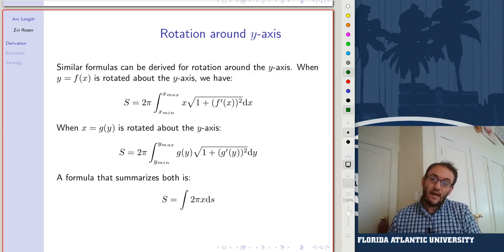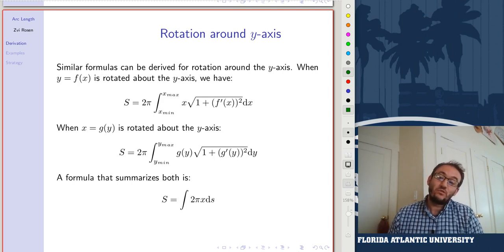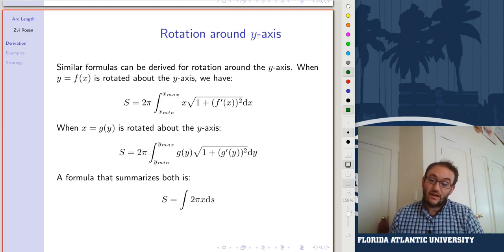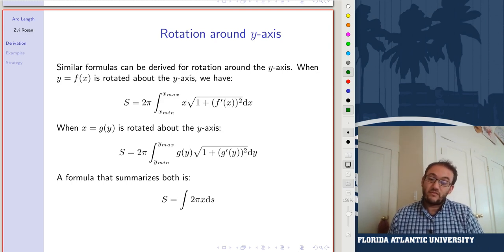Okay. And you can derive similar formulas for rotation around the y-axis. When y equals f of x is rotated about the y-axis, we have S equals 2 pi times the integral from x min to x max of x times the square root of 1 plus f prime of x squared dx. When x equals g of y is rotated about the y-axis, we have S equals 2 pi times the integral from y min to y max of g of y times the square root of 1 plus g prime of y squared dy. A formula that summarizes both is the integral of 2 pi x ds.